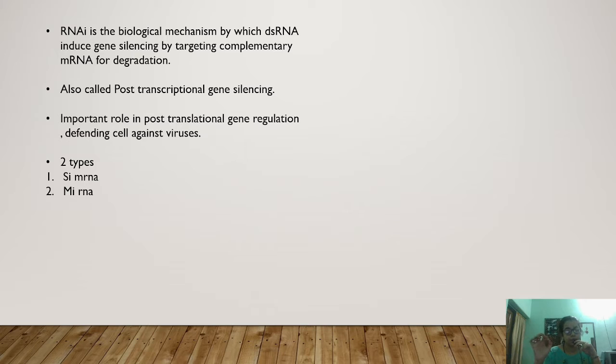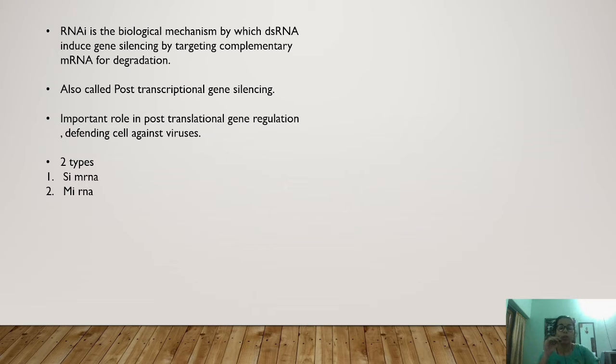What is RNA interference? It is a biological mechanism by which double-stranded RNA induces gene silencing by targeting complementary mRNA for degradation. Degradation means to break down. A double-stranded RNA here refers to RNA interference, which will produce gene silencing of the target mRNA. It will target the mRNA whose activity needs to be stopped, and then it will stop its activity.